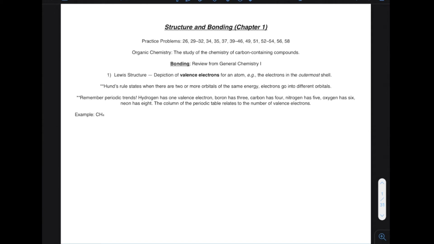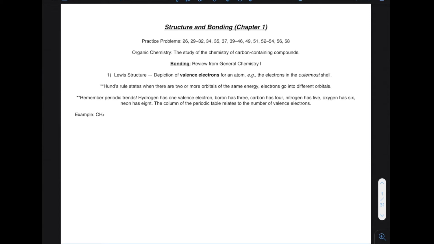The first thing we'll talk about is bonding. The first section of that will be talking about Lewis structures. Lewis structures are the depiction of valence electrons for an atom, that is, the electrons in the outermost shell. If you remember from the periodic trends that you learned about in General Chemistry 1, depending on what column an element is in, that tells you how many valence electrons they have. So hydrogen has 1, boron has 3, carbon has 4, and so on.